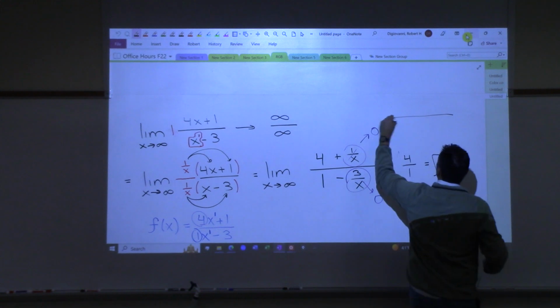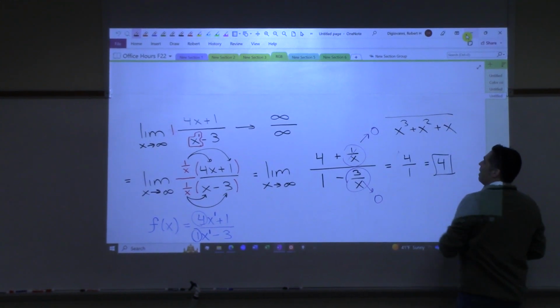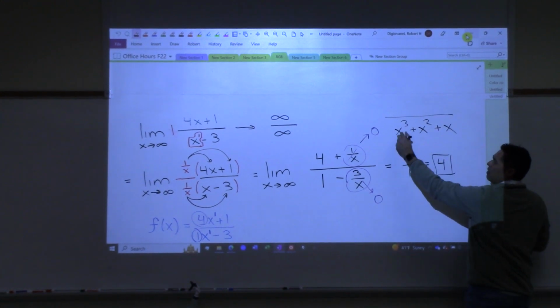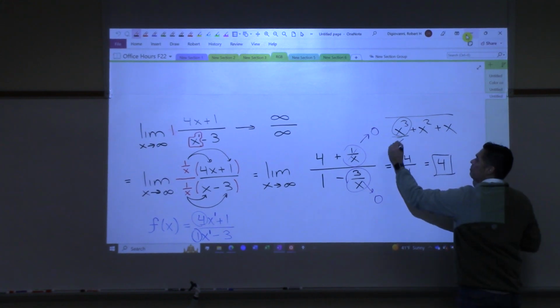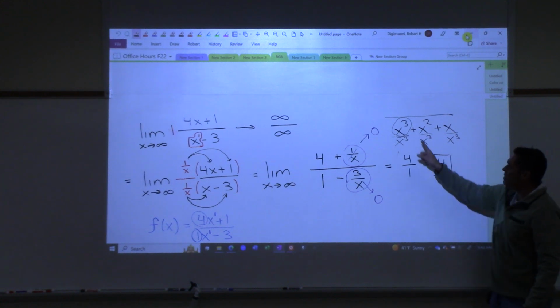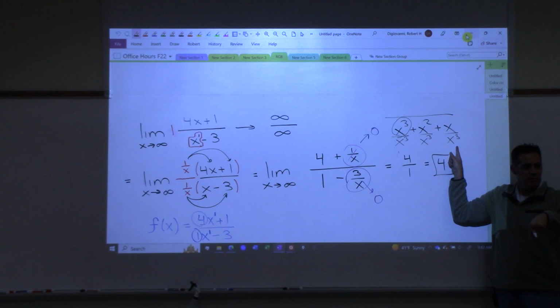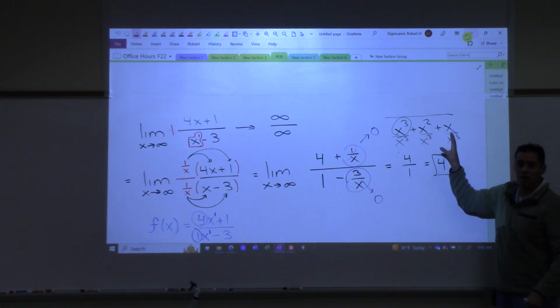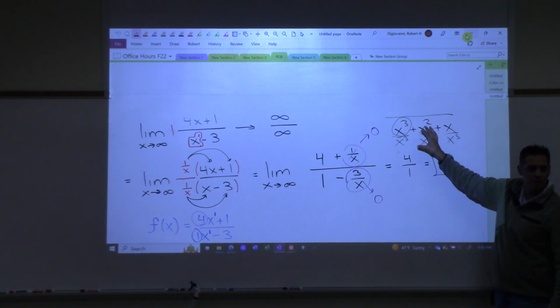Let's say we had a fraction, and we had x cubed plus x squared plus x down there. If I want to get rid of this, what do I have to divide it by? x cubed, right? So I'd have to get an x cubed here, x cubed here, x cubed here. Because I did the highest power, all of these are still going to be left with an x on the bottom, aren't they? And if all of these have an x on the bottom, when I take the limit, these will all go away, won't they? You all see that?